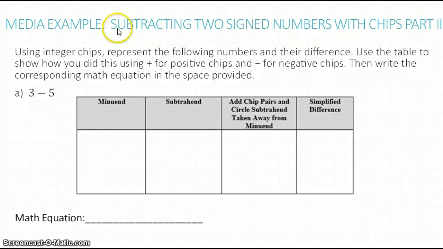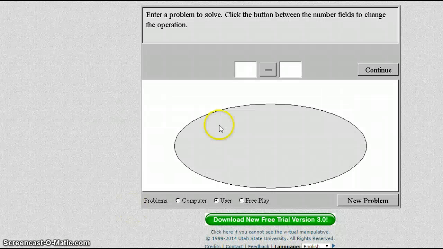In this example, we're going to subtract two signed numbers with chips, but these problems are going to be a little bit more complicated than the previous video's problems. So let's look at this first problem. We have 3 minus 5. So let's go to the NLVM site.